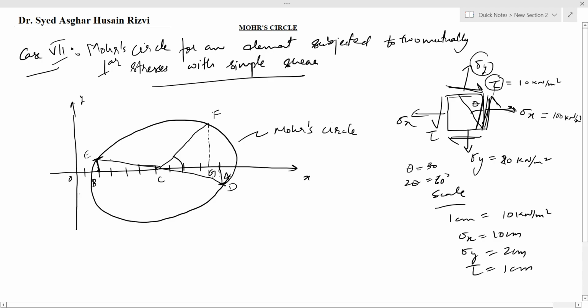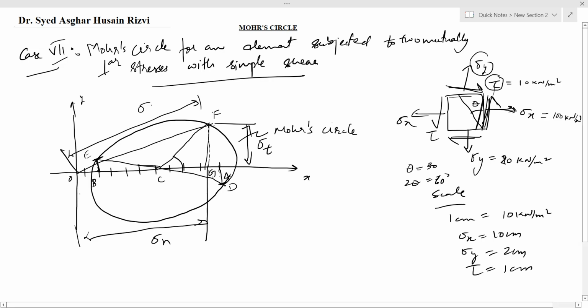Join O and F. Again you can see that from F to G, it is the tangential stress. From G to O, it is sigma n, the normal stress. From O to F, it is the resultant stress, and we can measure using a protractor this angle FOG, and this is the angle of obliquity.